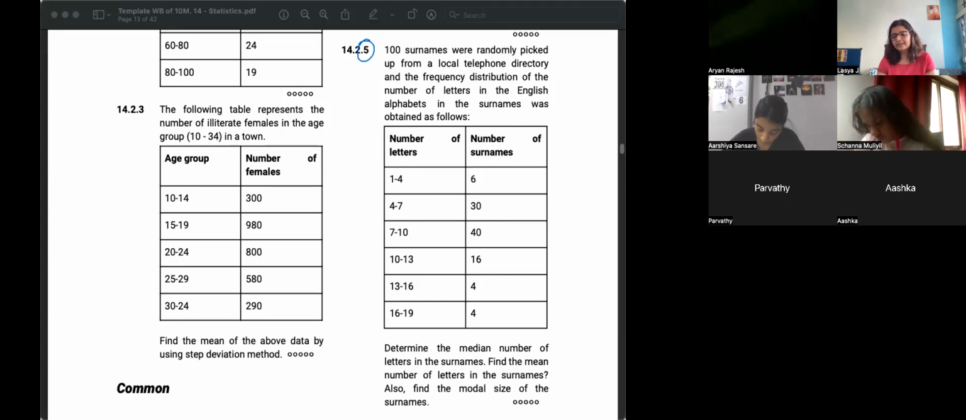So for median questions, when you're solving them, you need to make the table because you need to deal with cumulative frequencies and all that.